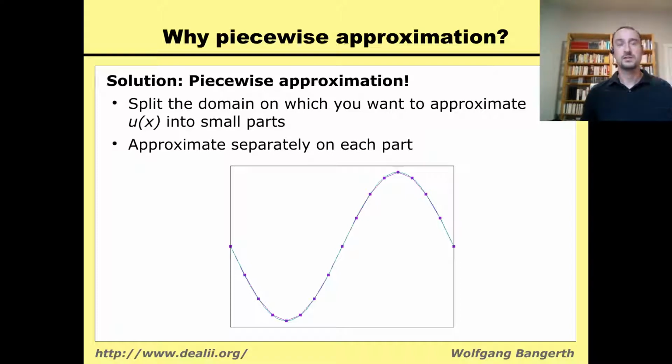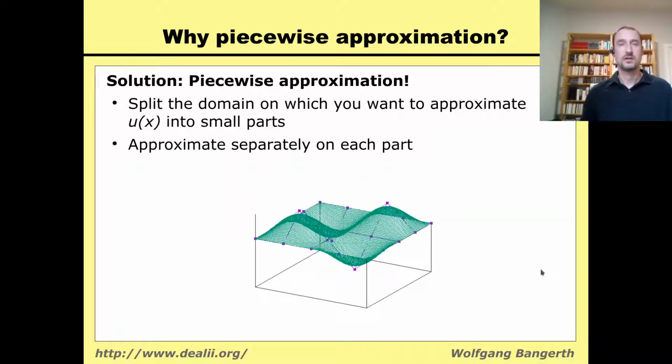And you can imagine that I can do something like this in 2D as well. So I start with the green surface here. Again, the purple is a piecewise linear or bilinear approximation. And if I continue this refinement process, I'm going to get something where the approximation looks very similar to the original function.